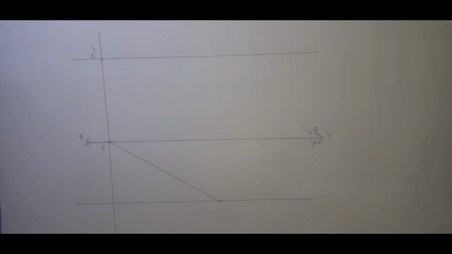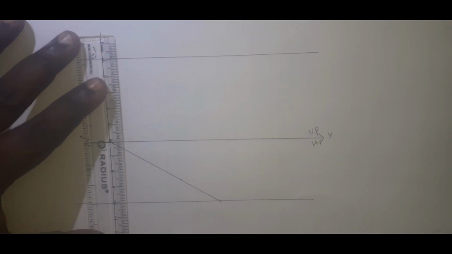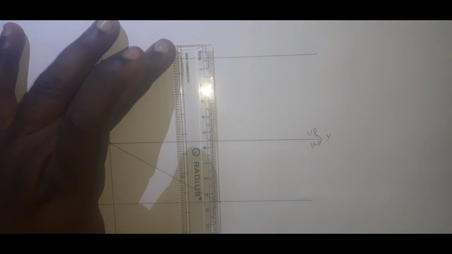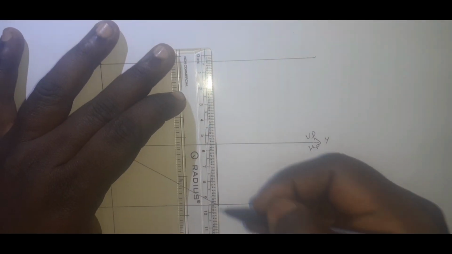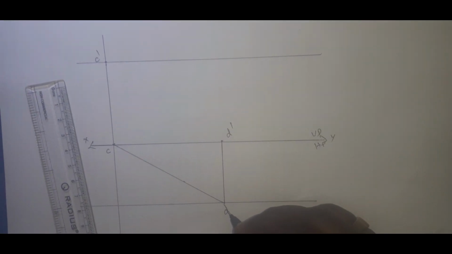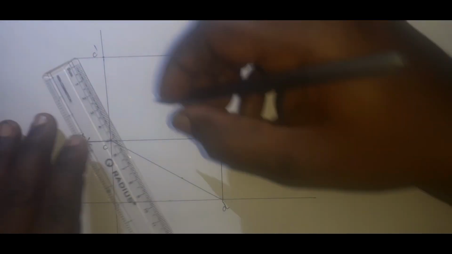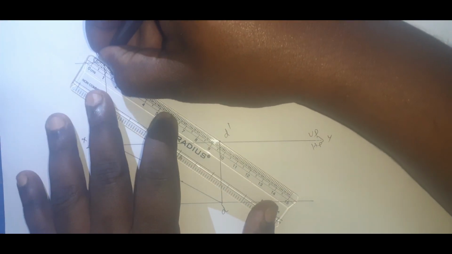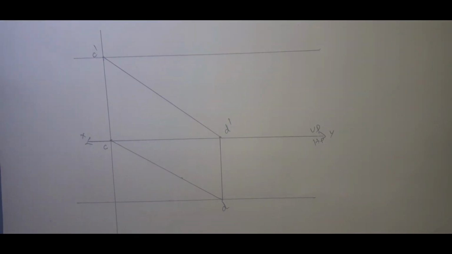Next, I'm just drawing the parallel lines. The end projectors will be always parallel. I'll just draw the parallel lines here. So this is D dash and this is D. CD and C dash, D dash. Now I can connect this also. So these two lines are the view lines here now.